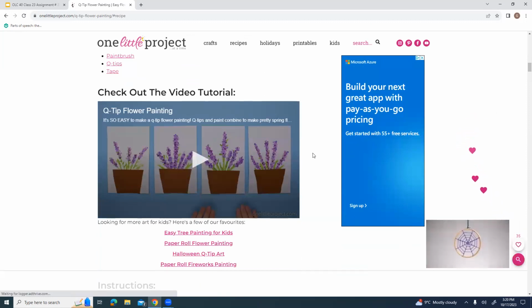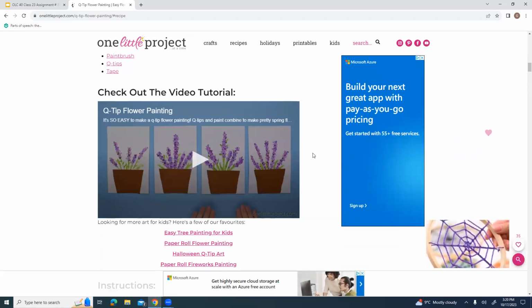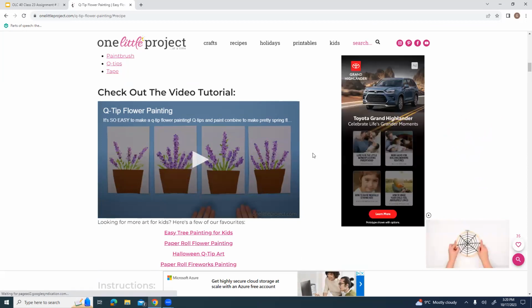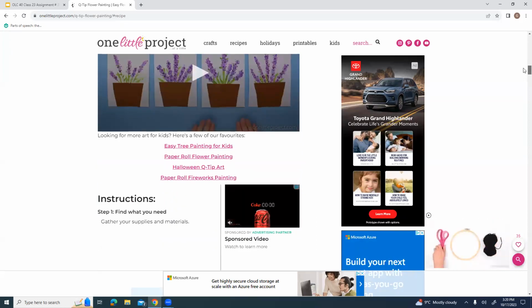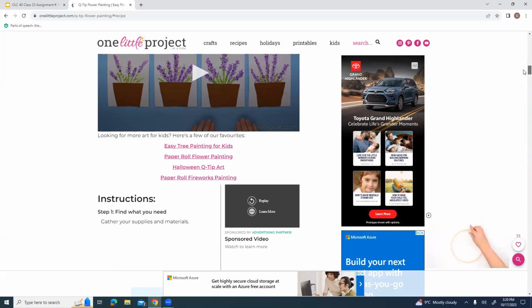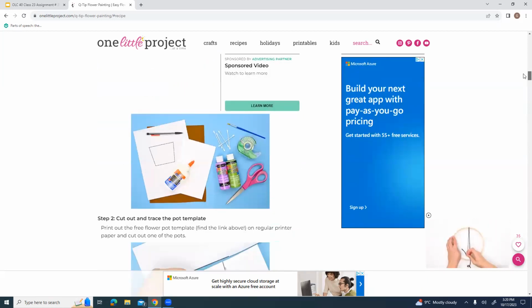Sometimes though, if I was doing like a painting, I would want to print off all the instructions and just have that next to me because I probably don't want my computer open while I'm painting. All right, so here you can see instructions. Step 1, find what you need. Gather your supplies and materials. There's a little picture.